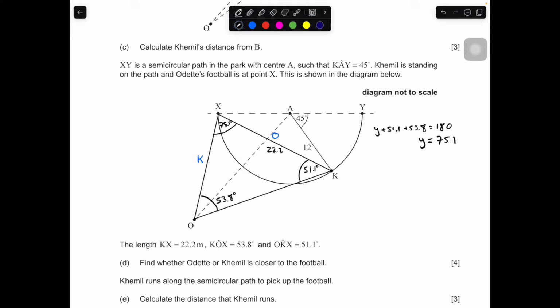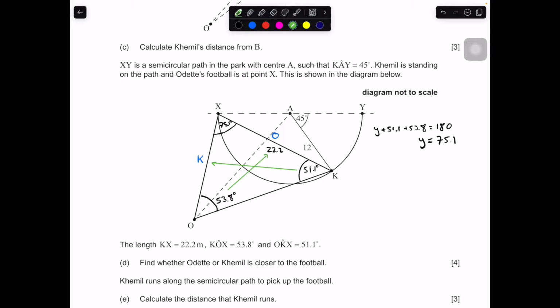75.1 degrees. Okay, we know 3 angles, and we have an opposite side length, so it looks like sine rule is actually going to be okay. And let's go ahead and do that. So let's find K. We have a side length, an angle and its opposite side length, and we have an angle and its opposite side length. A little peculiar that they're asking us to use the sine rule once again.